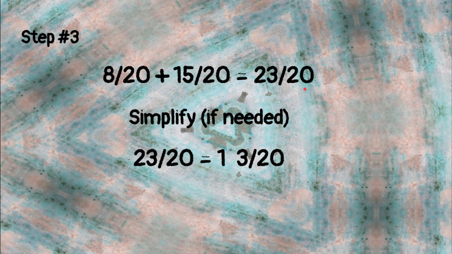So 23/20 is improper. So we want to turn it into a mixed number. And 20 goes into 23 one time, and there's 3 left over. Sorry, that looks like 13/20, but it's actually 1 and 3/20.